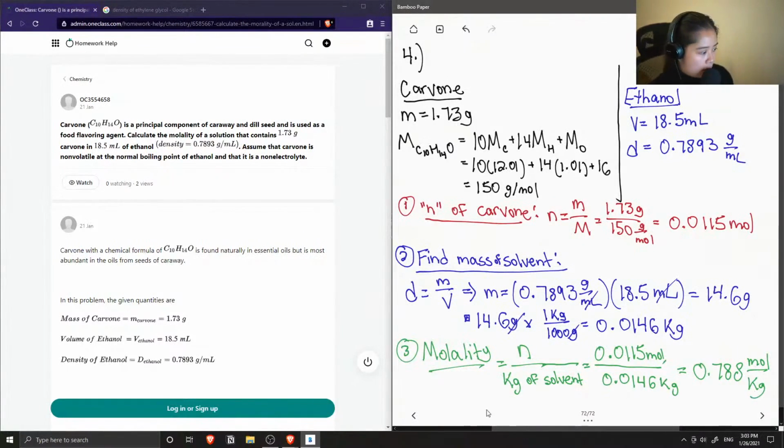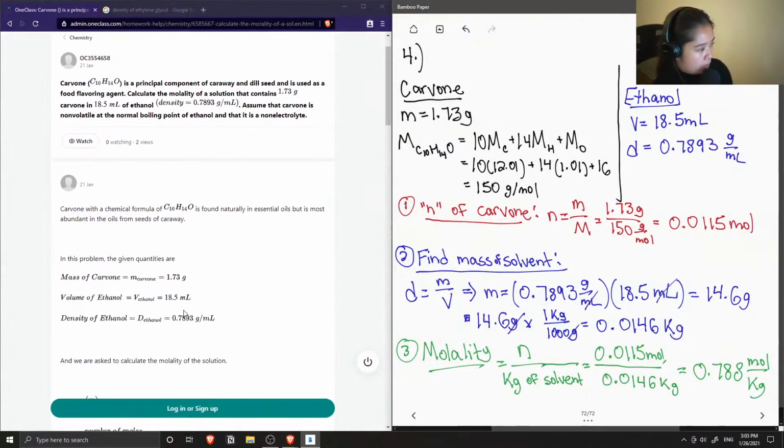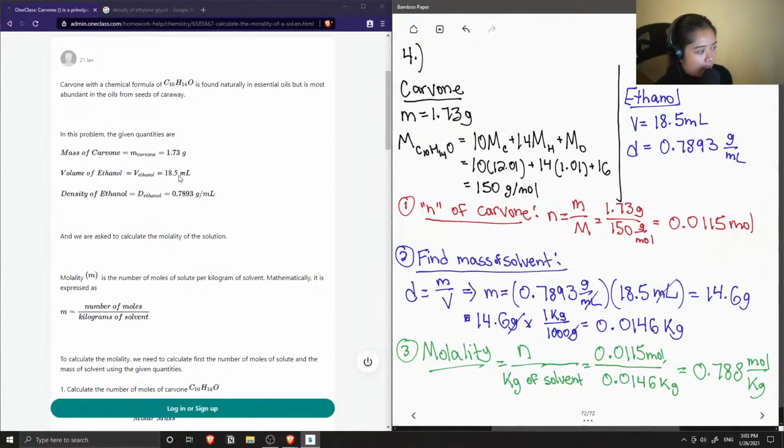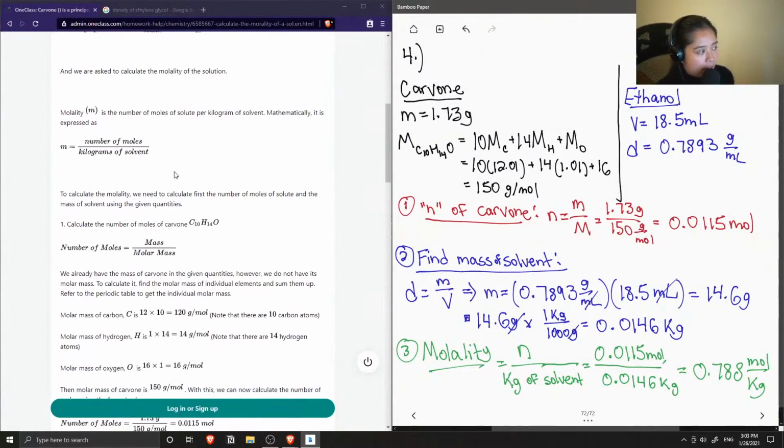Okay, so the junior tutor said that carvone is found naturally in essential oils, but is most abundant in the oils from the seeds of caraway. In this problem, the given quantities are the following. So they also wrote everything down, and they're asked to calculate molality of the solution. So this is the number of moles of solute per kilogram of solvent.